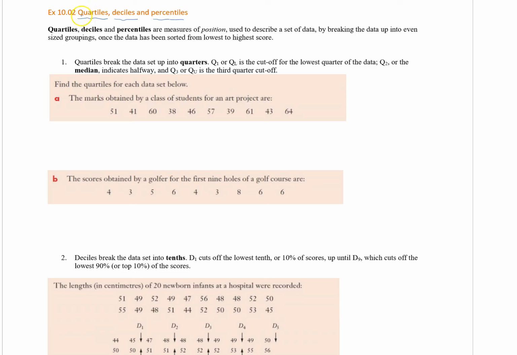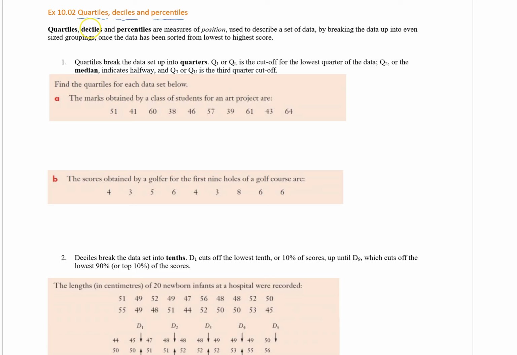Now, quartiles comes from the word a quarter, so we take our entire set of data and we divide it into four equal quarters, and we identify the cut-off points after 1 quarter, 2 quarters or the middle, 3 quarters, etc.